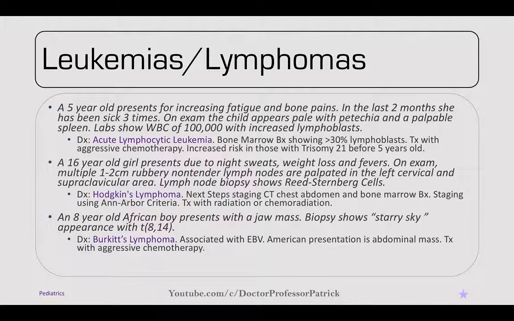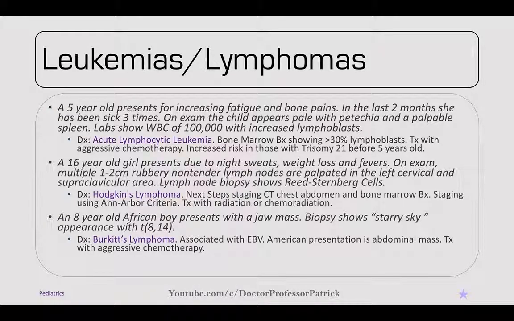Next, we've got a 16-year-old girl with night sweats, weight loss, and fever. On exam, there are multiple 1 to 2 centimeter rubbery, non-tender lymph nodes around the left cervical and supraclavicular area. Lymph node biopsy shows Reed-Sternberg cells. This is Hodgkin's lymphoma. Next best steps are staging CT, and you're going to stage using the Ann Arbor criteria, and you treat with radiation or chemotherapy.